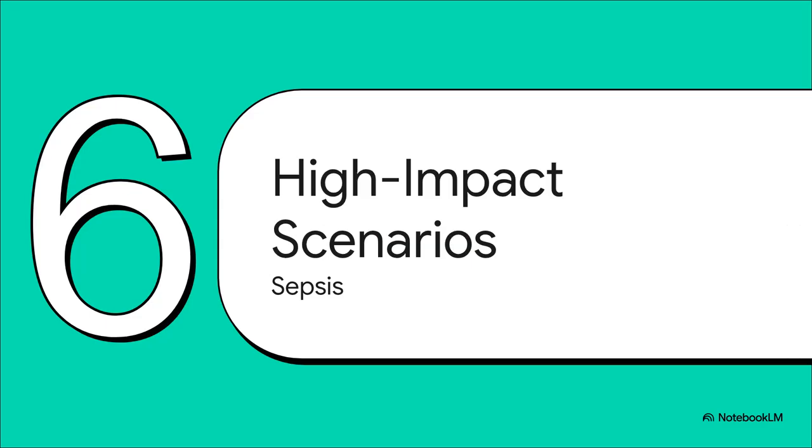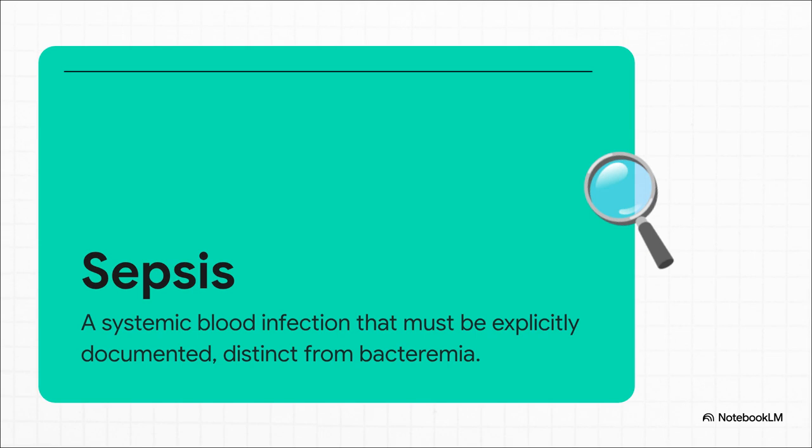Let's bring all of this together with a real-world, high-impact clinical scenario. Let's talk about sepsis. This is a scenario where clinical documentation improvement literally makes or breaks a hospital's revenue. Sepsis is one of the most heavily audited conditions out there. Providers have to explicitly document whether it was present on admission and if it escalated to severe sepsis with organ dysfunction. You absolutely cannot just assume sepsis because you see an infection and a high white blood cell count. And vague terms like bacteremia or urosepsis, they just don't cut it anymore.